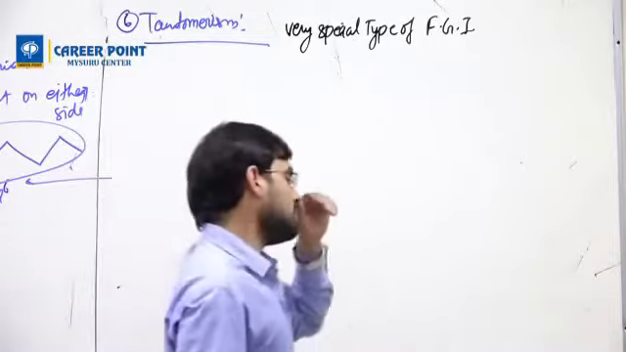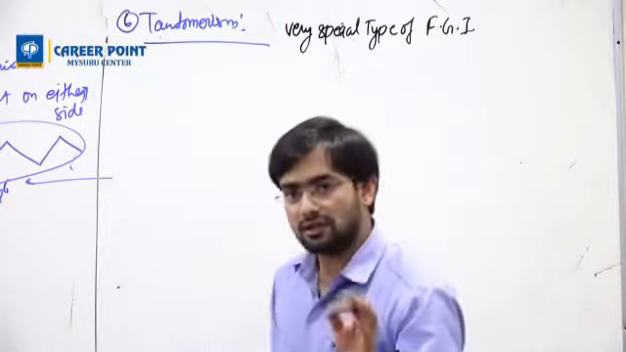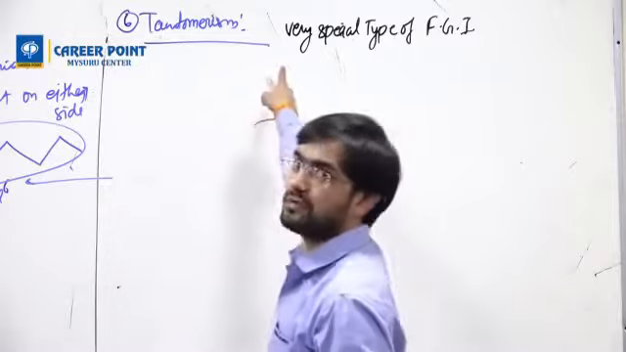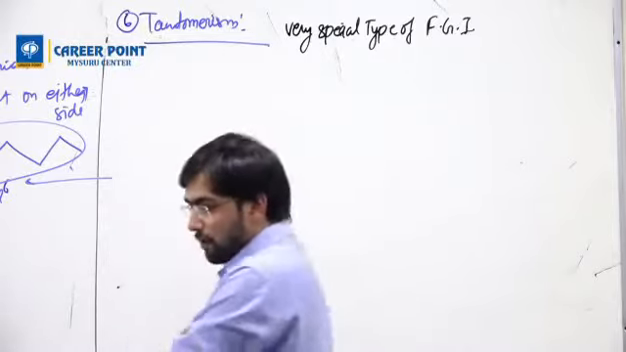It is a very special type of functional group isomerism only. So basically it's a functional group isomerism, but if the functional group isomerism involves this type of functional group, then it has a name called tautomerism. Okay, what is the condition?